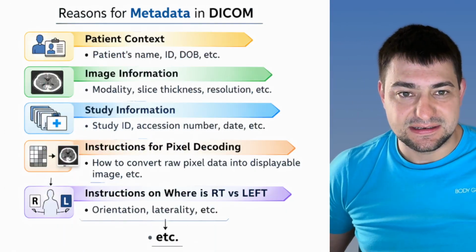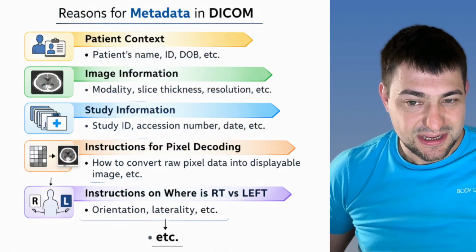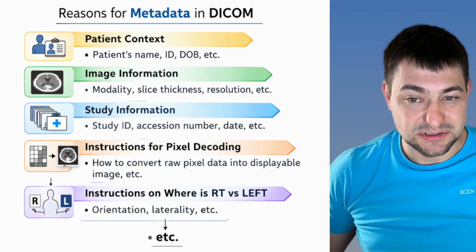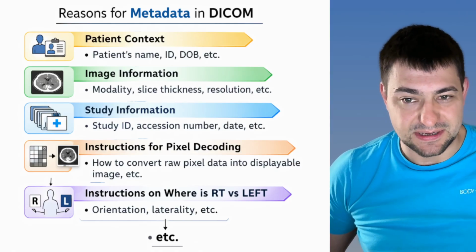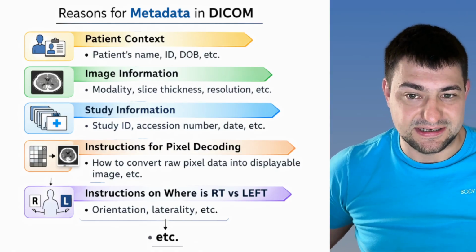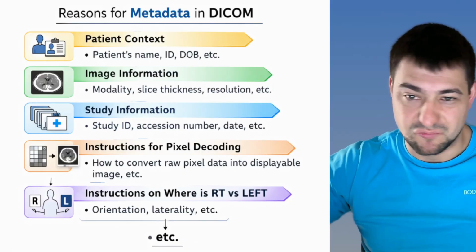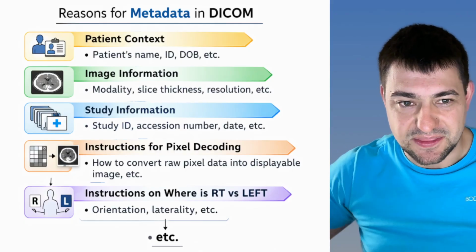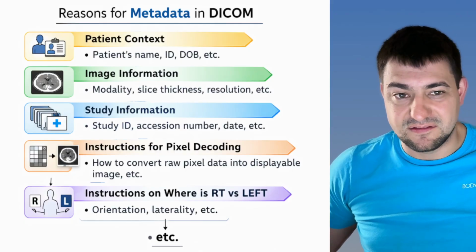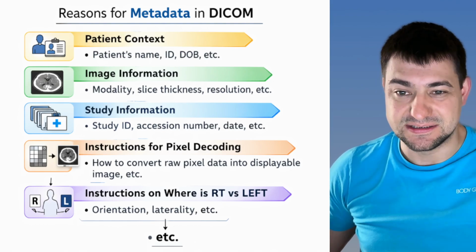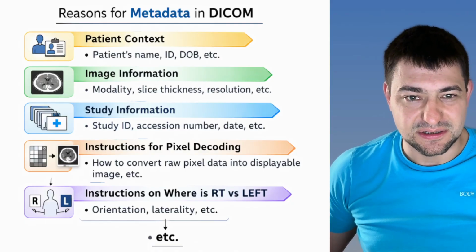Well, the thing is that we're dealing with medical images, and it's really important to have additional information apart from the image itself. For example, we need to know patient context. We need to know which patient the image belongs to. What's the patient's date of birth? What's the patient ID? Things of that nature. We need to know things like what type of modality it is. Is it CT? Is it MR? Is it X-ray? All of that is critically important.